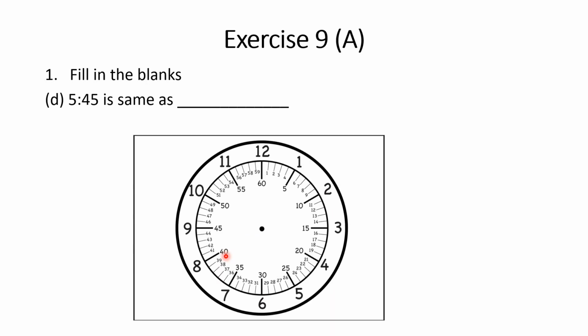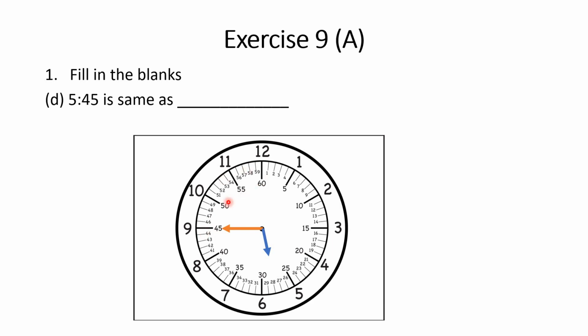5:45 is the same as. Now for 5:45, firstly, the hour hand will be at 5 and the minute hand will be at 45, that is at 9. So 5:45 is the same as. Now same as means what? Which time is it going to be now? It is going to be 6 o'clock. Why? Because this hour hand will come to 6 and this orange one, the minute hand, will go to 12. So it is going to be 6 o'clock.